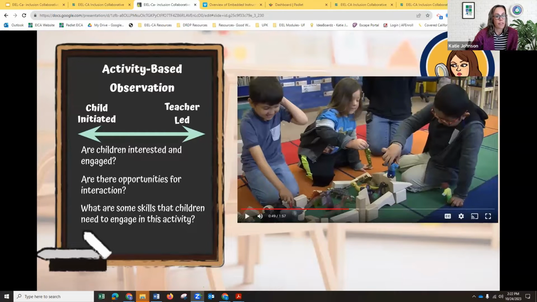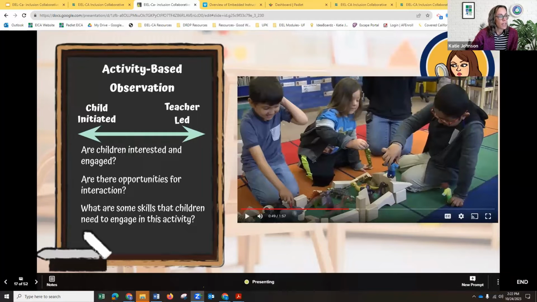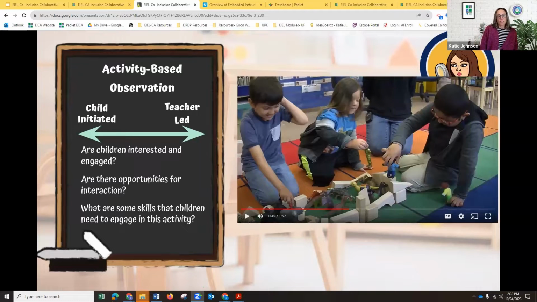Awesome. Okay, we've got a few coming in. Child initiated, yep, with some teacher guidance for sure, right? You see that come in, but in essence, this is a child initiated activity. Okay, are children interested and engaged? Yep, how do you know? I love how you're all writing in the chat. It's so exciting to see. How do you know that they're interested or engaged?